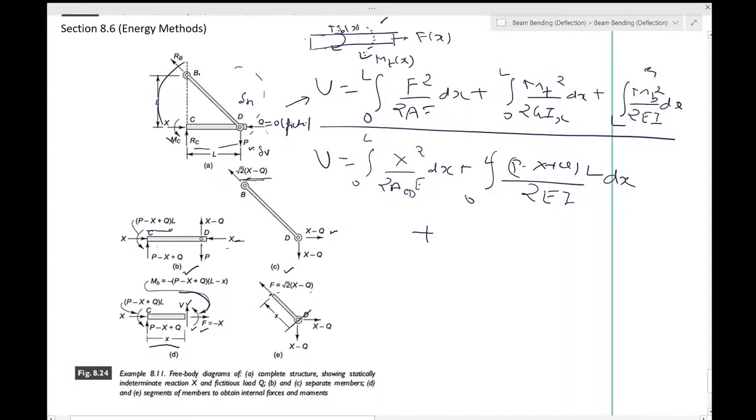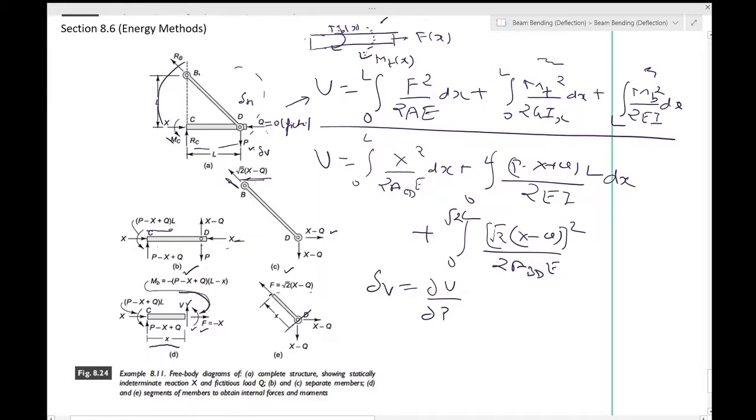And then you will have the axial strain or longitudinal strain energy of this form, that would be 0 to root 2 L, because that's the length of BD. That would be root 2 X minus Q whole square over A_BD E. There is no twisting over here, so that's why this term doesn't appear, and this is the energy of the whole system. So you have to find delta V is equal to dou U by dou P, and put Q equal to 0. This is what it should give you for delta V at point D.